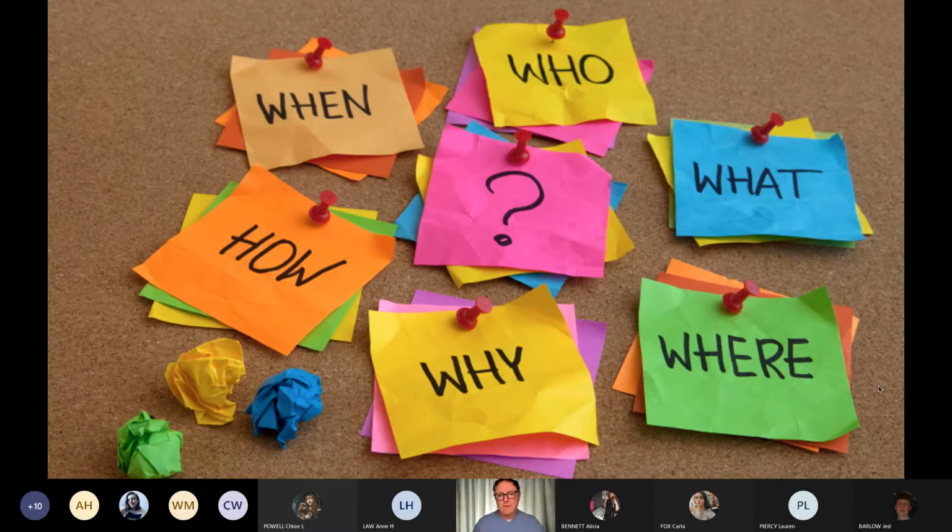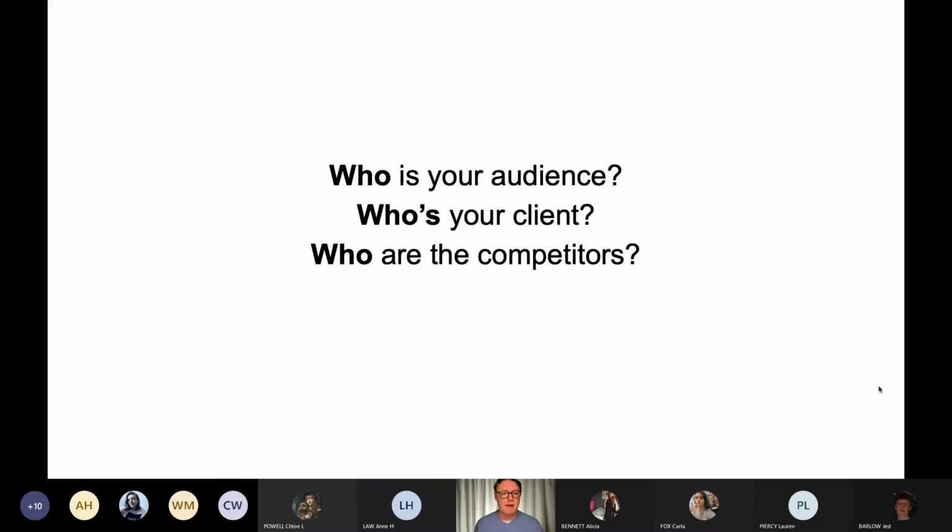Think of it in terms of a pin board where you're putting information relating to each of these aspects of a project. I can go into more detail as to what they mean. So when I say who, I mean, who is your audience? Who's your client? And who are the competitors? So again, if you want to relate this to, say, your museum brief, again, obviously we've covered that it's probably a broad spectrum of audience.